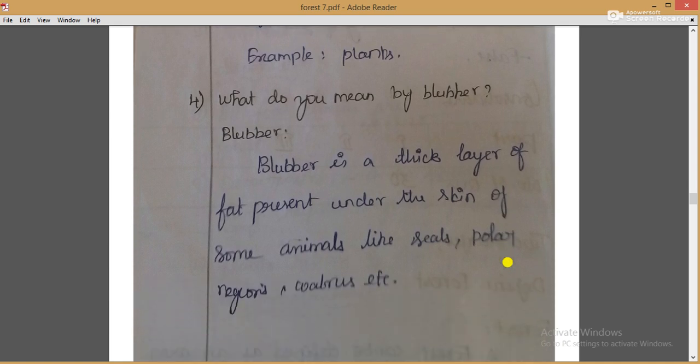Blubber is a thick layer of fat present under the skin of some animals like seals and walrus in polar regions. These animals are present in the polar region. So that is why those animals are able to bear all that cold, they can tolerate it a lot. Okay?